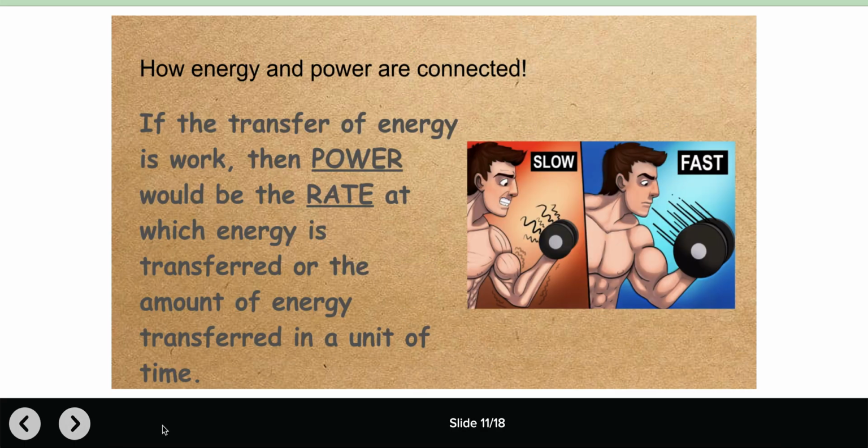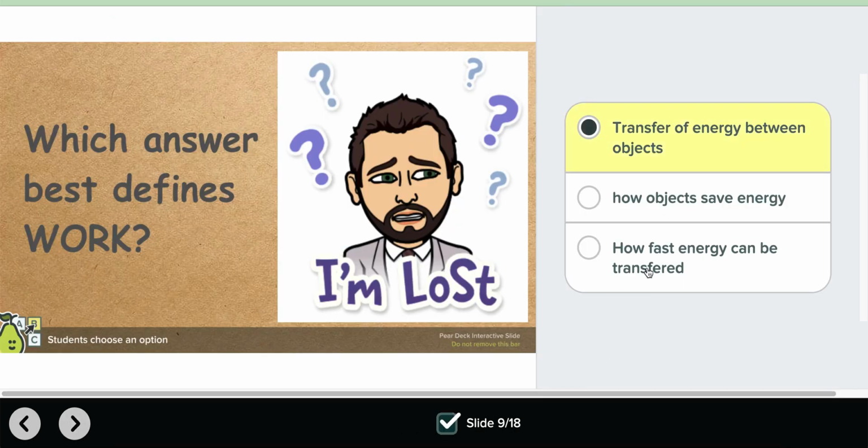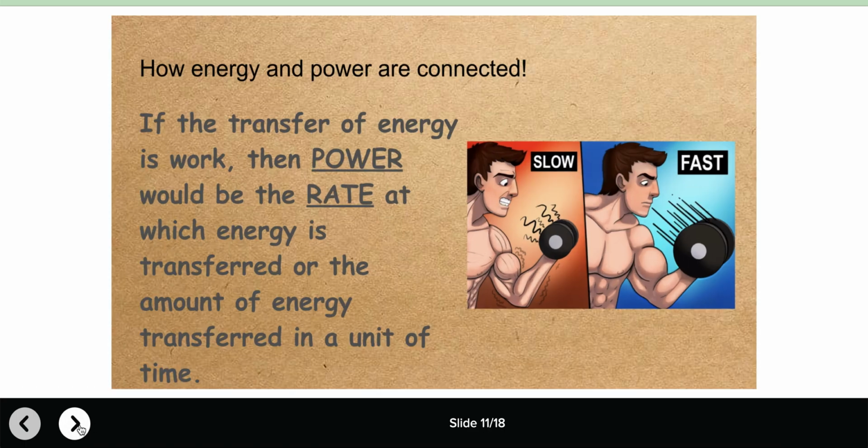Oh, and like I mentioned before, this other definition down here that you guys probably thought was not a real definition, how fast energy can be transferred, that's where we're at now, which is power. Power is the rate at which energy can be transferred. So if the transfer of energy is work, then power is the rate at which energy is transferred, or the amount of energy transferred in a unit of time. Once you bring time into the equation, you actually have to think about it a little bit differently.